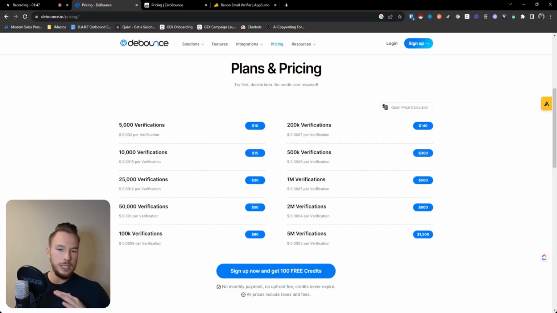Debounce is our daily email validation tool. In my opinion, it has the best blend between pricing and quality, and you'll see that when we get into pricing. When we look at this pricing, it's 10,000 verifications at 0.0015 per verification.